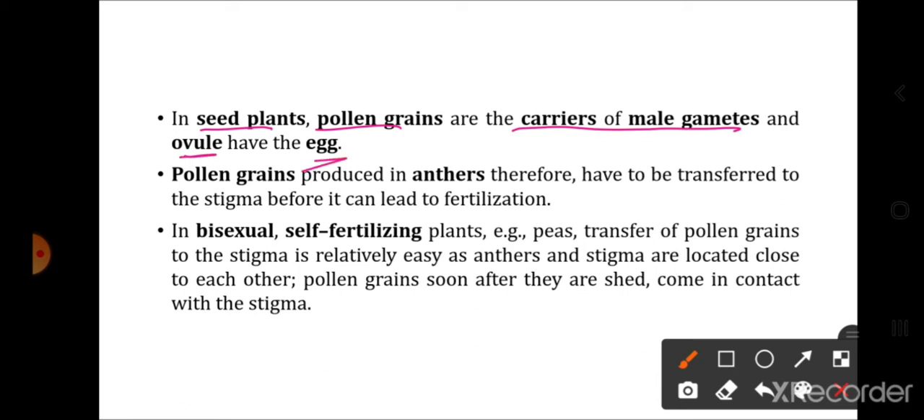So, where are male gametes produced in flowering or seed plants? In pollen grains. And where is the egg present? In the ovule. Pollen grains produced in anthers therefore have to be transferred to the stigma before it can lead to fertilization. So, where are male gametes? In pollen grains. So, these pollen grains need to be shed before they can lead to fertilization. Hence, they need to be transferred to the stigma.